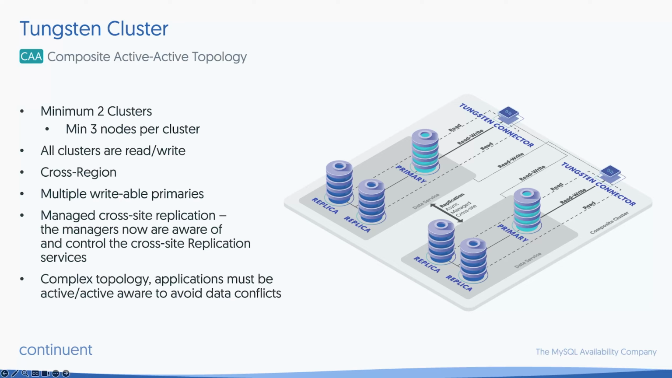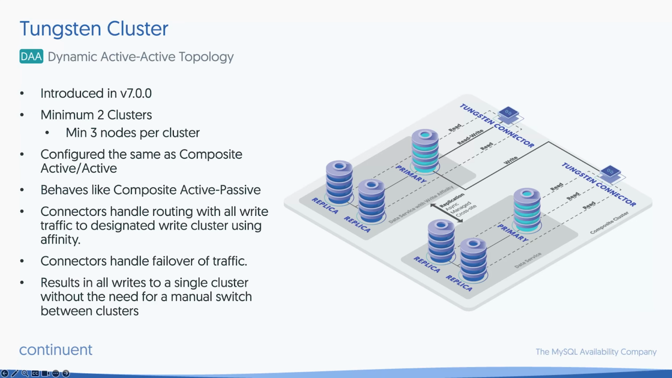This complex topology requires applications to be able to act accordingly in an active-active environment to ensure data conflicts do not happen. Tungsten Cluster does not have automated conflict resolution built in. This is due to the high complexity of handling such conflicts, which for every customer and every application may have differing rules to handle. We do, however, provide best practices. We cover this in more detail in our advanced training sessions later in this series.